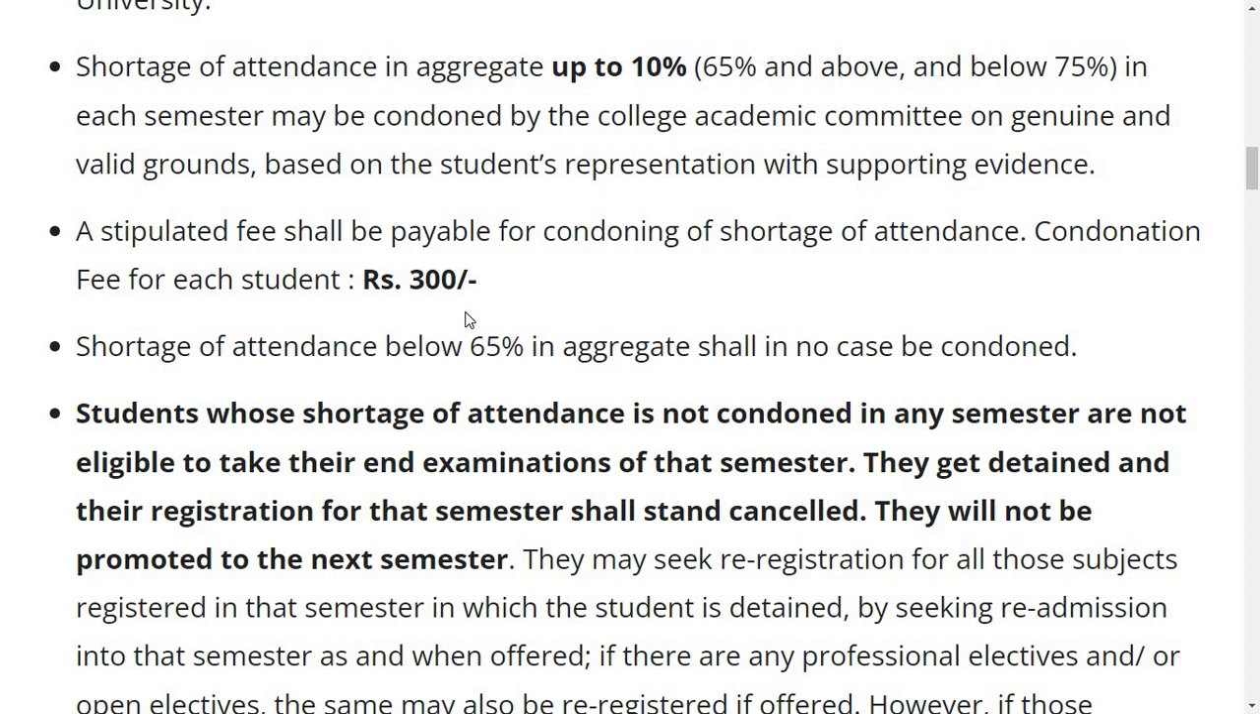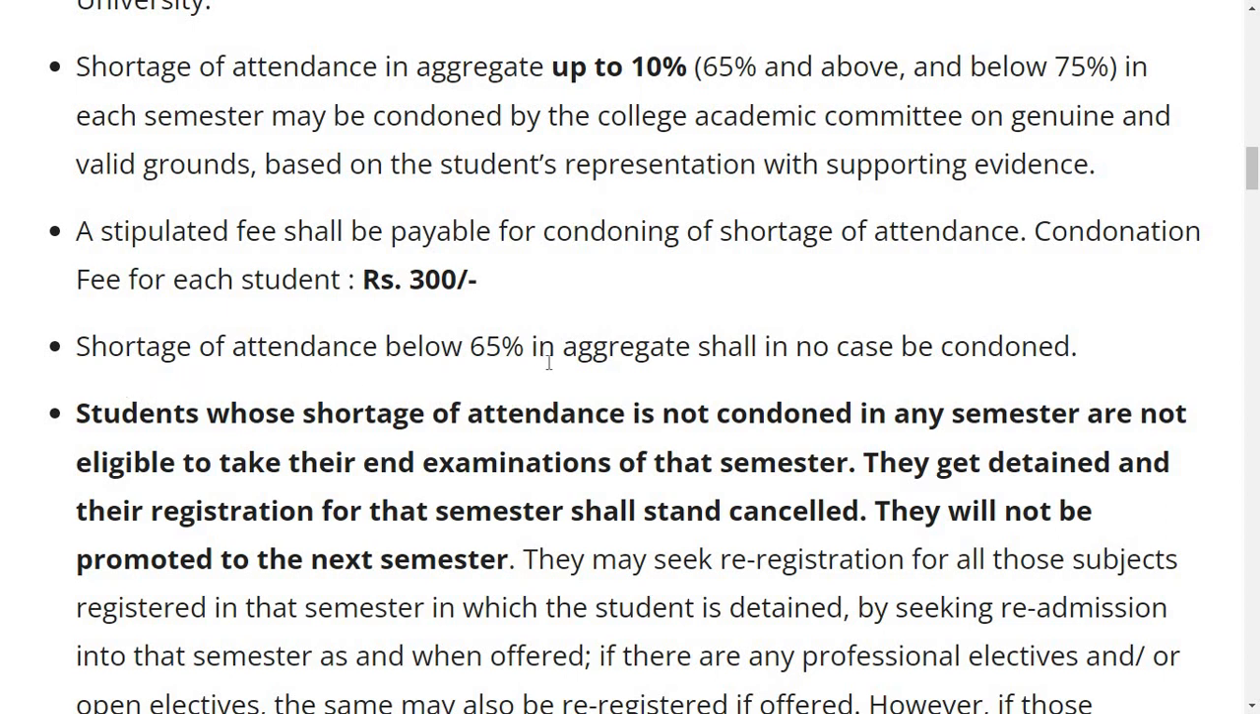They will charge only 300 rupees, as you can see on screen. The fee shall be payable for condoning the shortage of attendance. Condonation fee for each student is 300 rupees. They have clearly mentioned 300 rupees. Then why should you pay 20,000, 30,000 like that? So ask them why they are charging that much. 10,000 is valid for 30%, 20% attendance.